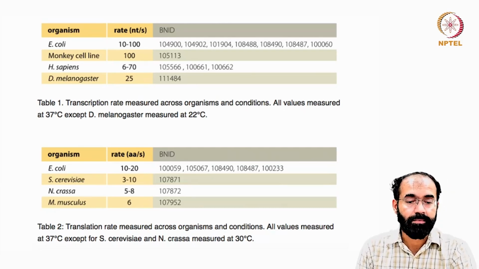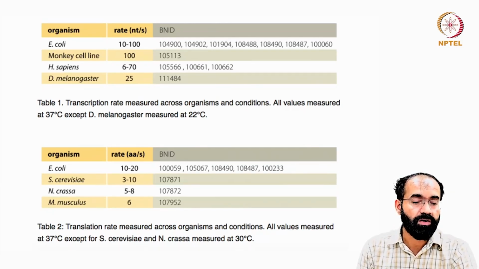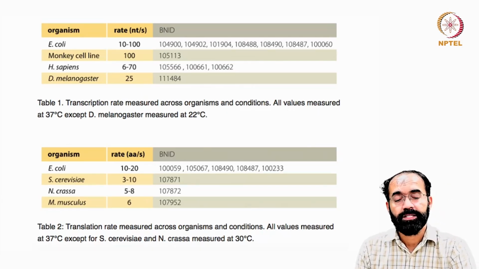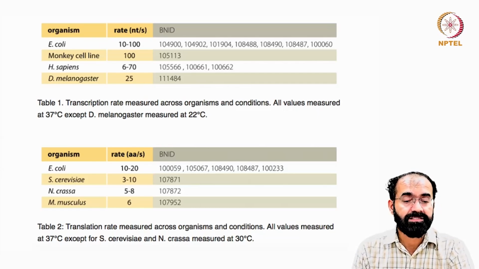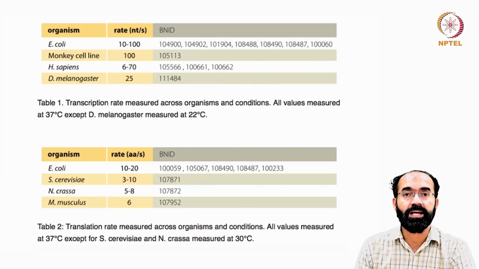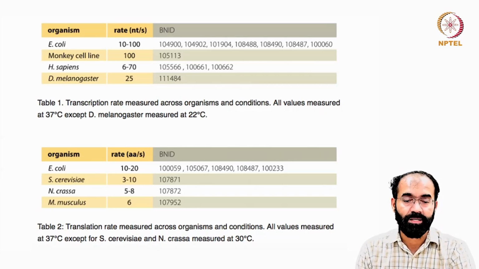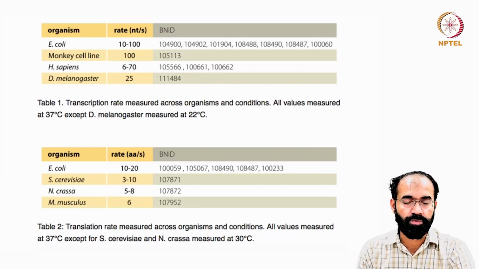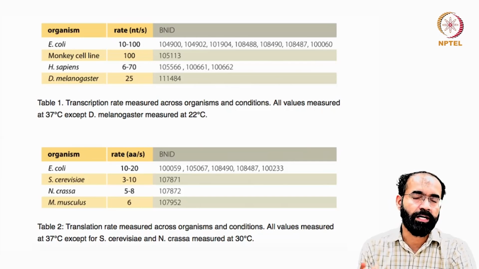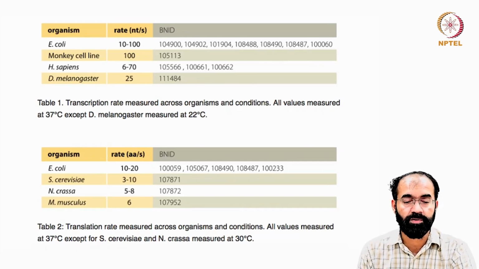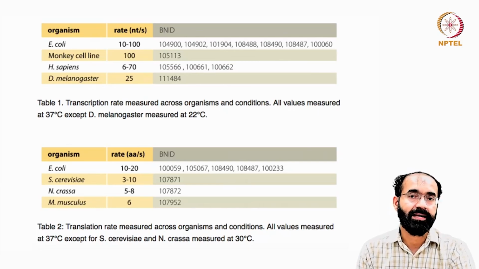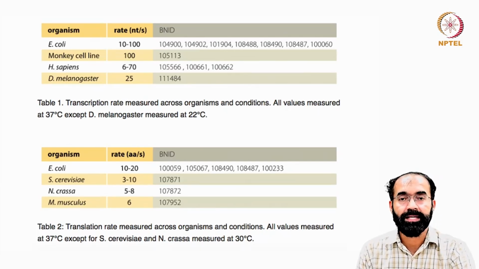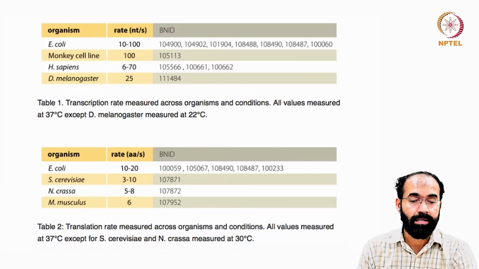Transcription rate measured across organisms and conditions, all values measured at 37 degrees except for melanogaster, because it is staying at around 22 degrees Celsius. So on average, you can see that E. coli has the highest rate of transcription because its lifespan is around 20 minutes. So it has to perform the task much faster, and cell lines also live in quite congenial conditions with a lot of nutrition. I shouldn't say high temperature because 37 is a normal temperature for the monkey's body also, but being cell lines, they have nutrition quite easily available and they have a production rate of 100 nucleotides per second.